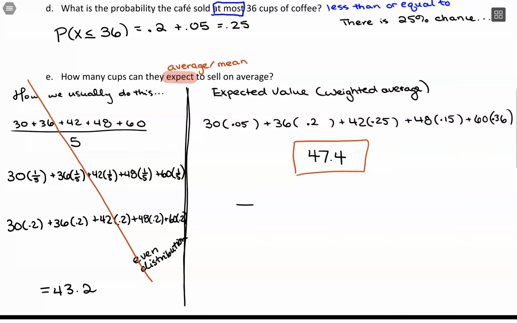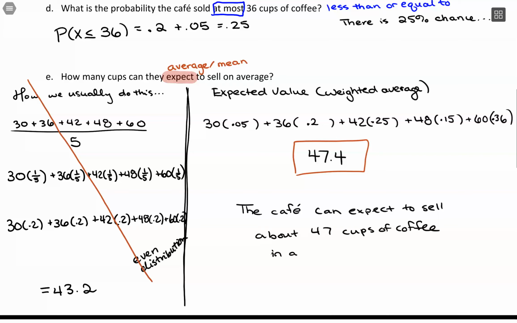So in terms of a sentence, we could say the cafe can expect to sell about 47 cups of coffee in a day. All right, so that's expected value. It's going to come down to taking each of the x values times their probabilities and adding it with the next one and the next one, and so on and so forth.